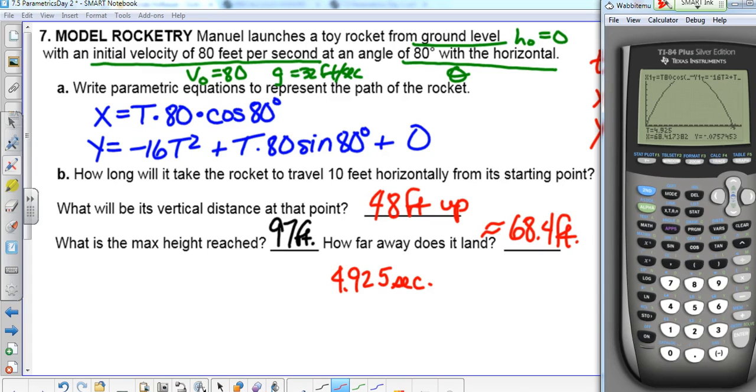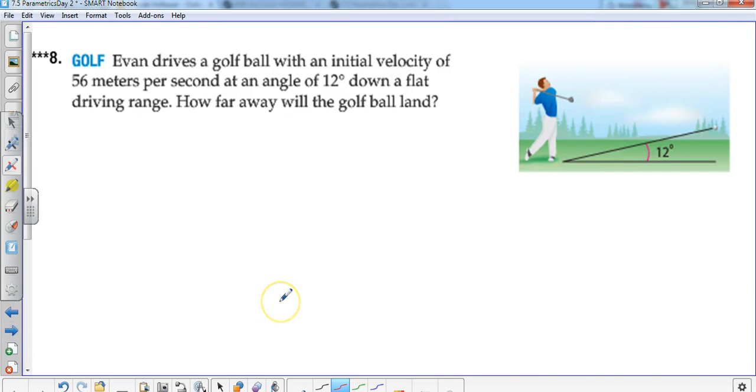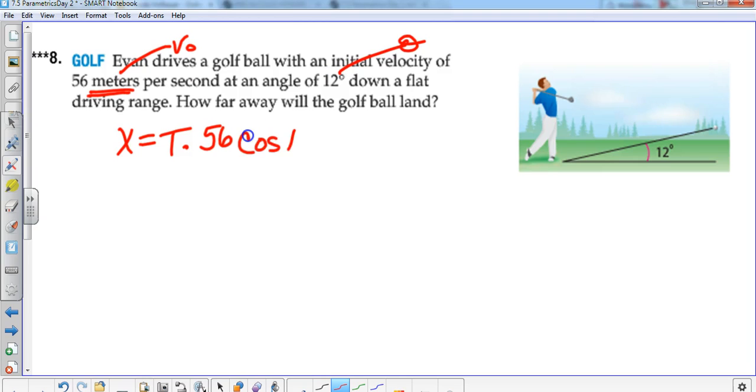All right, we're going to do the last one, the golf guy. What is different on this question that we have to notice? Stars. There's stars and there's a picture. The reason is it's meters. So x is still going to be t times what's initial velocity? 56 meters per second times the cosine of 12.